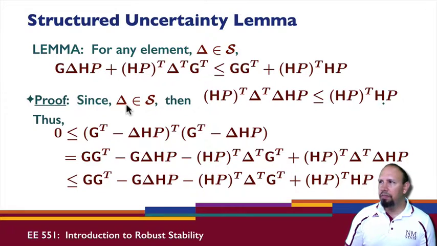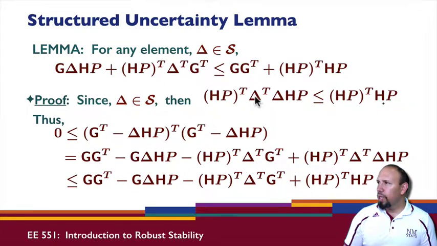The proof of this lemma follows: since delta is in S, then delta transpose delta is less than or equal to the identity, in a positive definite sense. So if we multiply both sides of the inequality by HP on the right and HP transposed on the left, we get this inequality. Okay, so you can actually treat matrix inequalities that way.